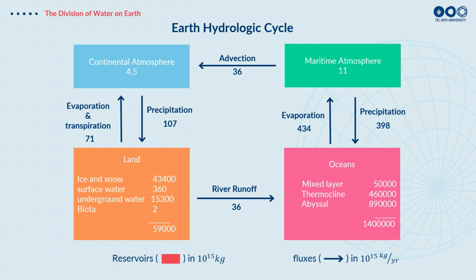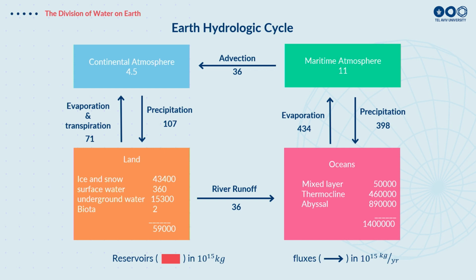So first of all, we have rivers which are taking water back to the oceans. We can see these units are in 10 to the 15 kilograms per year. So this is a flux, how much mass is changing over a period of time. And we see that the motion from the land to the oceans, 36 units, is the same as the motion from the atmosphere over the oceans to the atmosphere over the continents, 36 units.